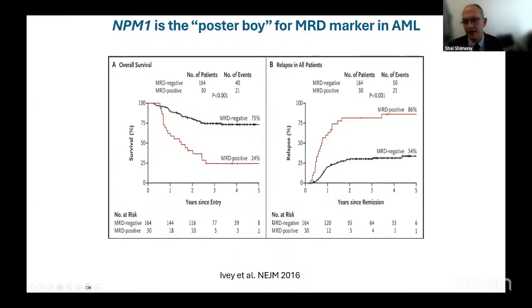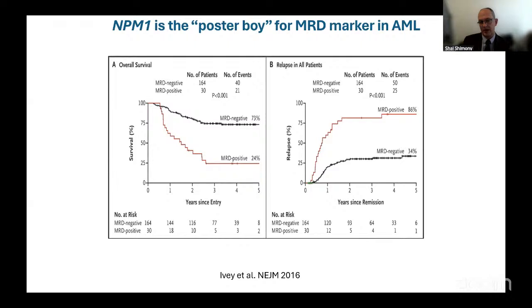Now, why did I tell you all of this story about MRD and measurable residual disease? And you can say, Shai, this was complicated. Why do you tell us all this? Why did you give us all this introduction? So this is the reason why.